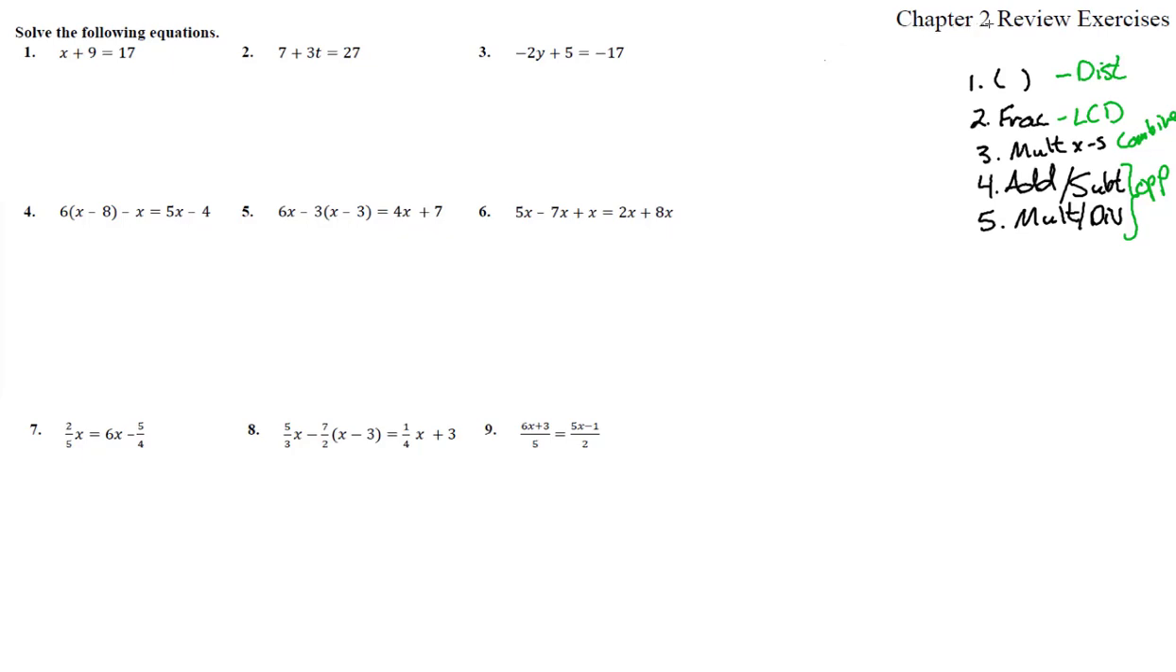Here we are with the Chapter 2 review exercises, numbers 1 through 9. Here we have that 5-step process that will solve every problem in Chapter 2. Okay, most of them. Number 1, solve the following equations.